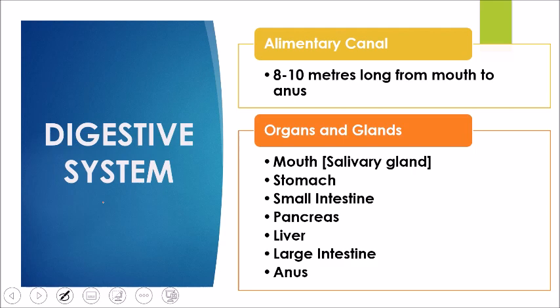Our digestive system is divided into two subtypes. One is the alimentary canal, which is about 8 to 10 meters long, running right from the mouth till the anus. And along with the alimentary canal, embedded in it are organs and glands. So organs starting from the mouth and salivary gland, of course, which is present, stomach, small intestine, pancreas, liver, large intestine, and anus. So I have included the glands and organs together. So that's why I've mentioned both of them together.